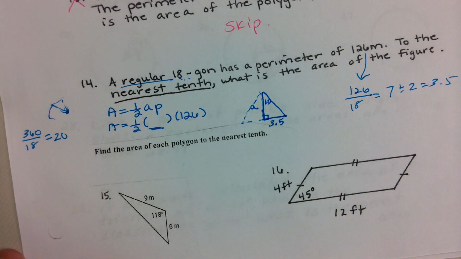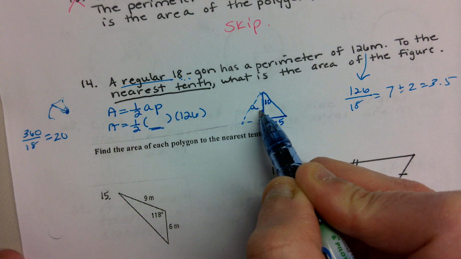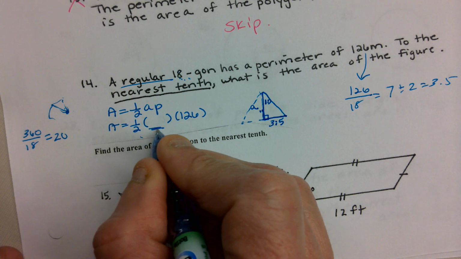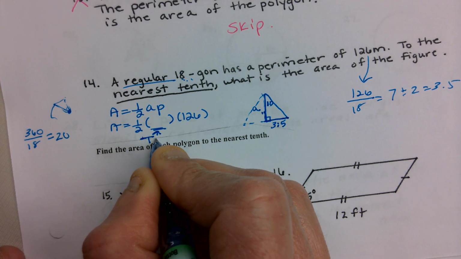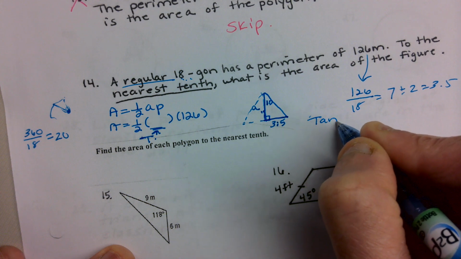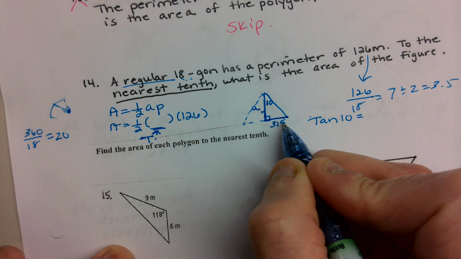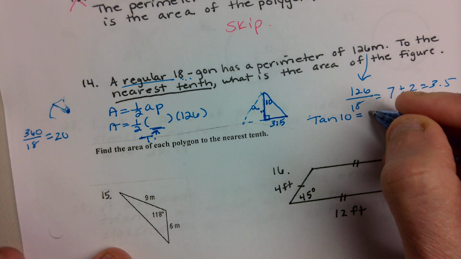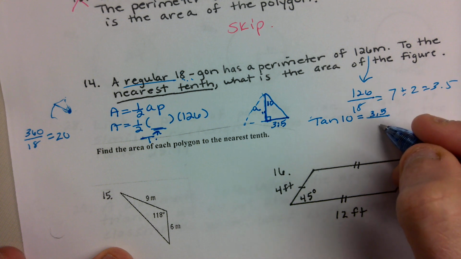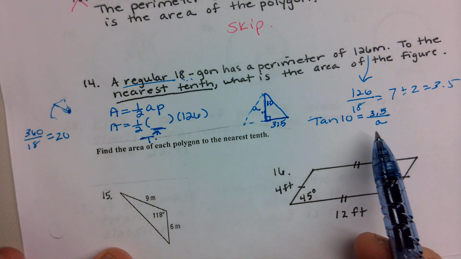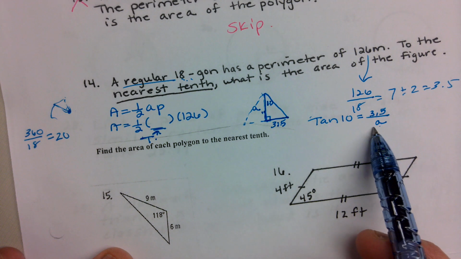So what function will I use? Opposite, adjacent, and use tangent. So in here, it's going to be tangent of 10 equals the opposite, which is 3.5, over the adjacent, which is our apothem. That was the first time we've come to it where the variable's in the bottom. And remember, we can swap these.